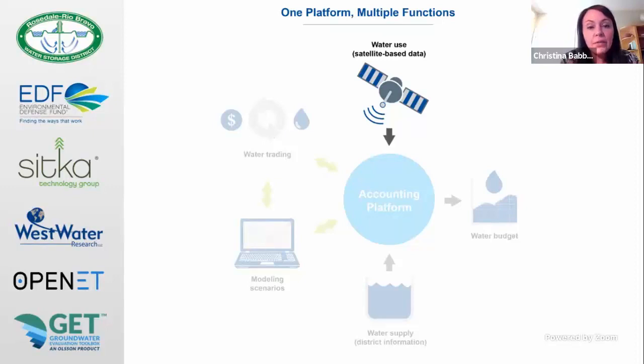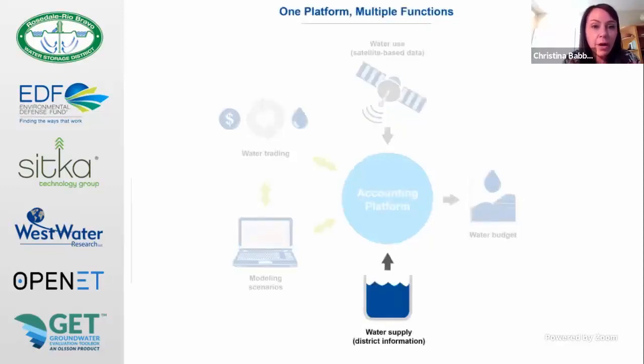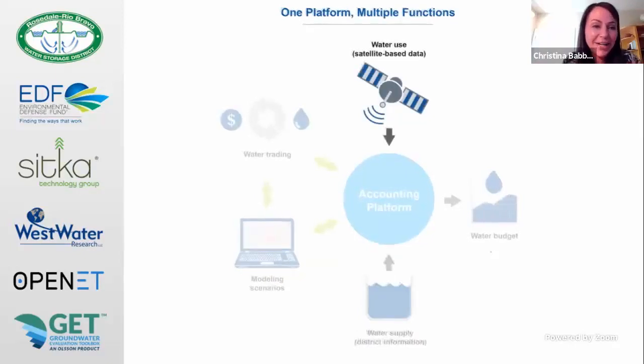Within the core functionality, water use is provided by a project called OpenET. This is a platform being developed by Environmental Defense Fund, NASA, the Desert Research Institute, Google Earth Engine, and many other partners. You can actually go back one slide and I'll just tell you next. Sorry, thanks. This is a platform that is providing open source evapotranspiration data using satellite data.